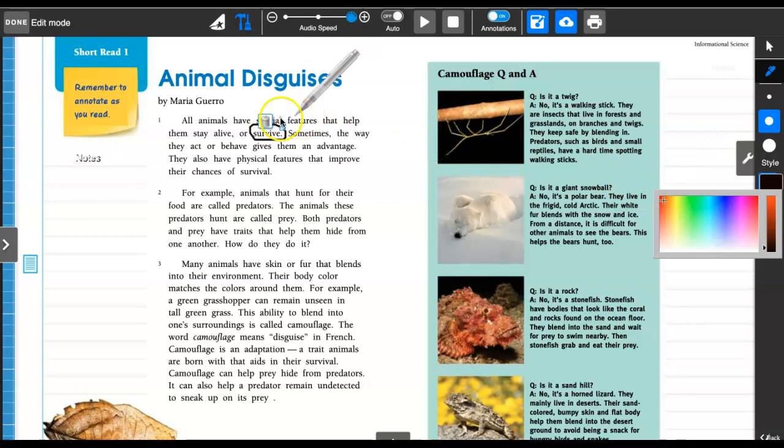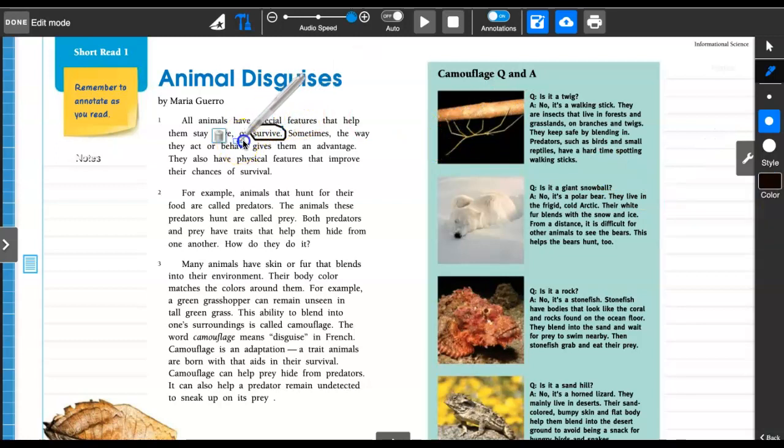If you said there was a magic word, or, you're correct. Or is a magic word that helps us know what the definition is. So now I'm going to go in and I'm going to highlight the sentence before the word or survive. It says all animals have special features that help them stay alive or survive. And now if I look at the word or and the words before or, it says stay alive.